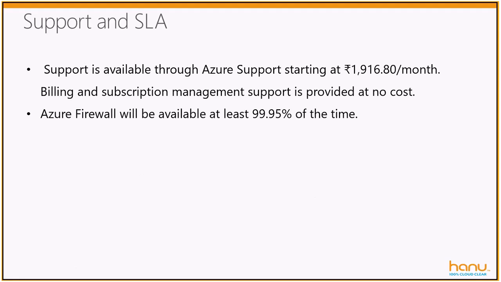Okay, so these are the SLAs that they provide. There is the Azure support pack, which is 1916 per month. So if you want support for Azure Firewall, you can get it from there, and it's 99.95% availability. That is the SLA from Microsoft.